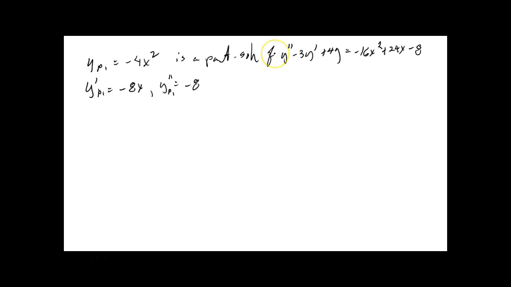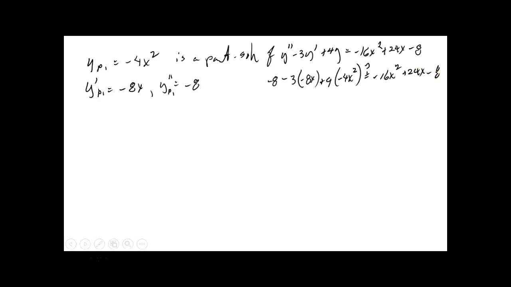for. So y double prime is negative 8x. No, I'm sorry, negative 8. Okay, sorry. Y double prime is negative 8, minus 3 times y prime, which was negative 8x, plus 4 times y, which was yp, negative 4x squared. Okay. The question, is that equal to minus 16x squared plus 24x minus 8?